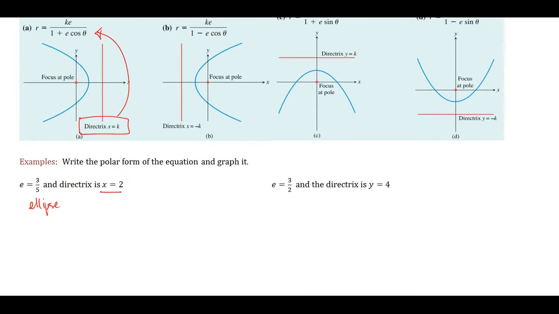I'll call it case A. So using case A, we know the equation is r equals K times e over 1 plus e cosine of theta. Now the good news is you know what K is. K is 2. You know what eccentricity is, 3/5. And we put that over 1 plus the 3/5 cosine of the angle. And that's our polar form.